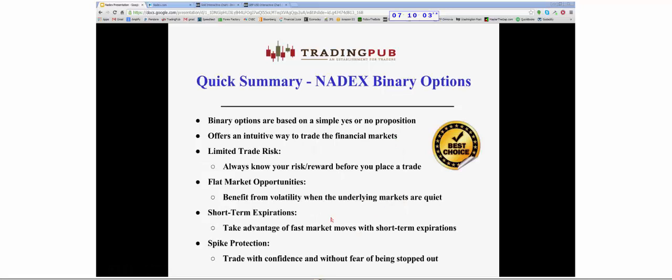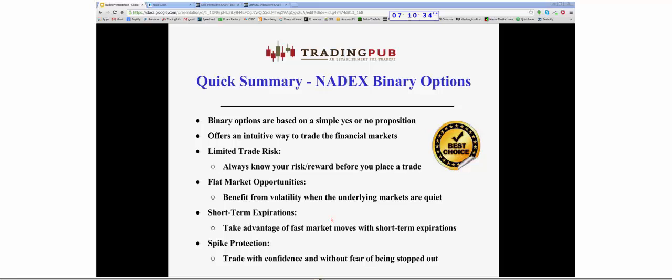So a quick summary before I get into showing you Nadex. Binary options are based on a simple yes or no proposition, and it offers an intuitive way to trade the financial markets. You don't have to count pips, or count points, or work on stop losses. All you have to do is determine the direction that you think a market's going to go and find the right entry point. There's limited trade risk. It's capped. You always know your risk and reward before you place a trade.